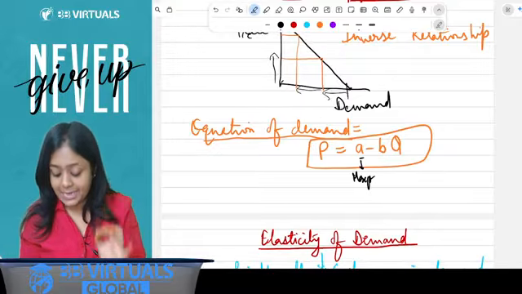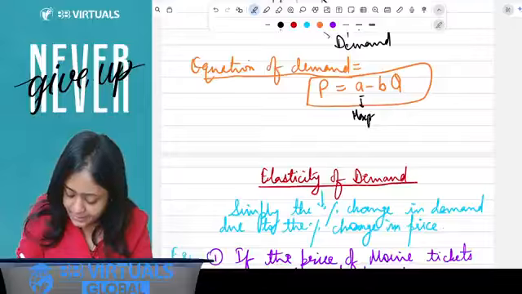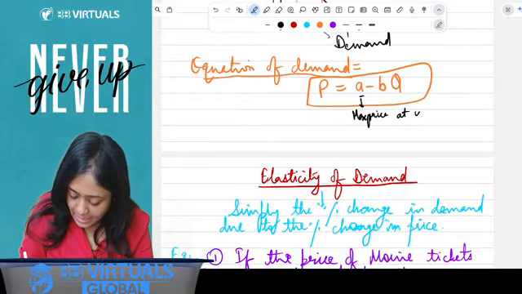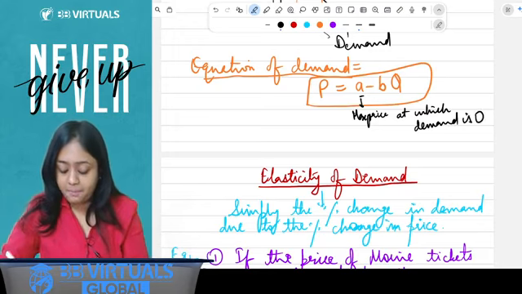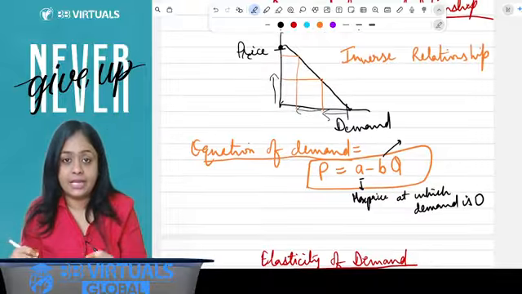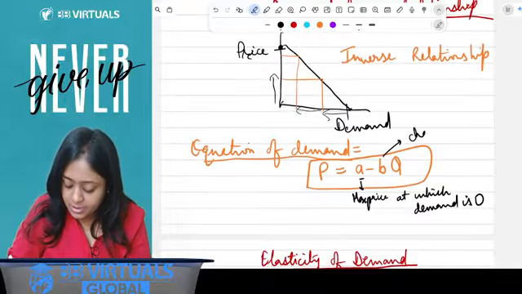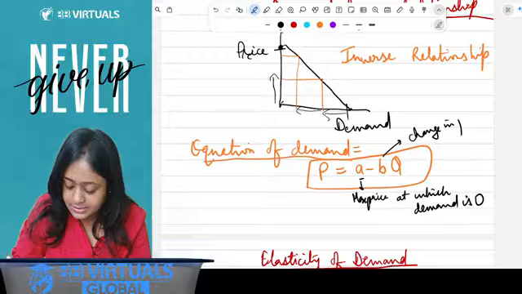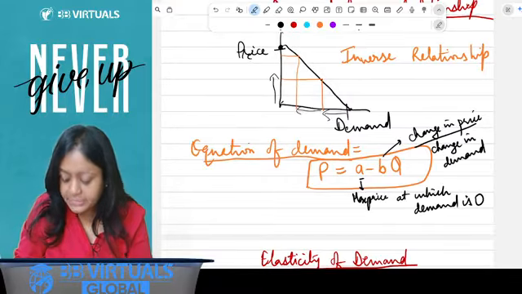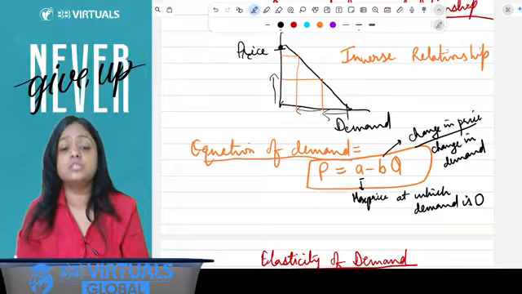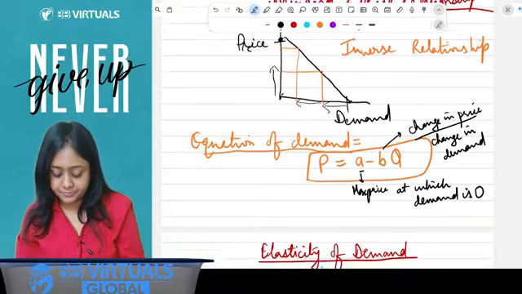Let me repeat it again. It is the maximum price at which the demand is 0. And B is known as the slope of this line. So that is basically the change in price as a result of change in demand. And this is not in percentage, my friends. This is in absolute terms.